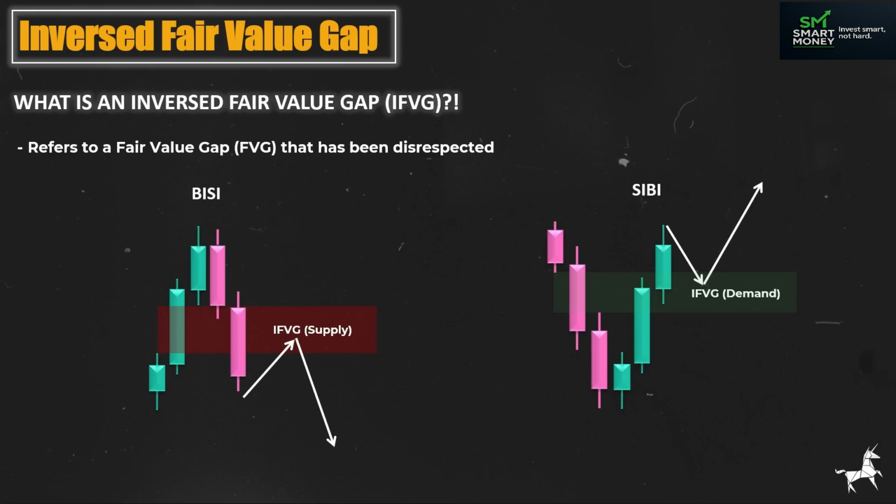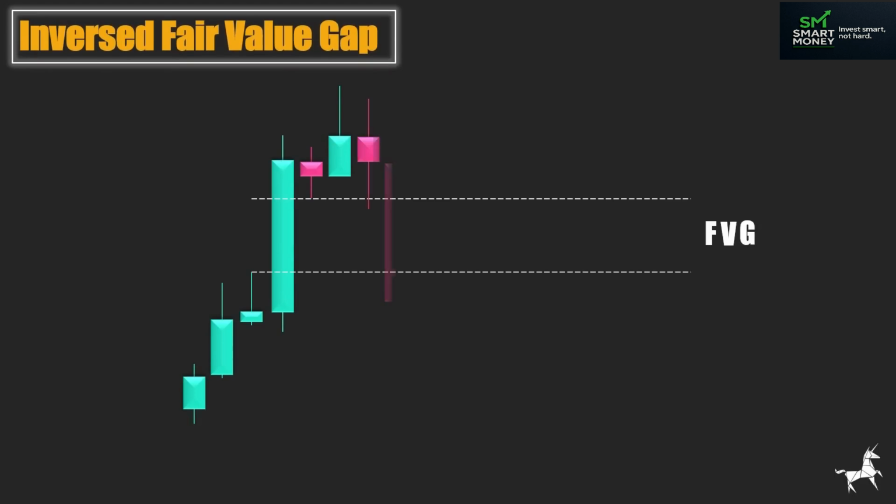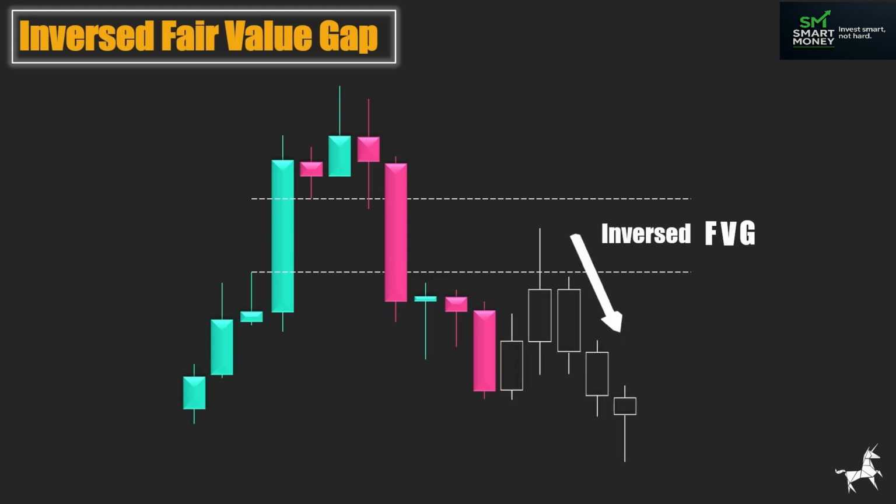This concept follows the same logic as supply and demand zones. When price breaks through a supply zone, it often becomes a demand zone, and vice versa. The same transformation applies to fair value gaps. For example, if price breaks through a bearish CB fair value gap instead of respecting it, that gap turns into an inversed FVG, which is more likely to hold and act as support going forward.